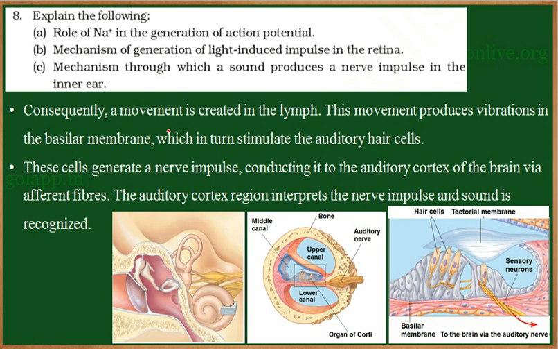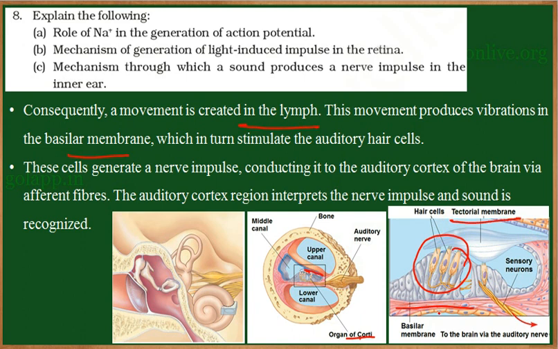So let us see how. As there is a movement in the lymph, that is the fluid present in the cochlea, there is a vibration in the basilar membrane. This cochlea has a middle canal on which the basilar membrane is present. This is the basilar membrane, and on this basilar membrane there is an organ of Corti. This organ of Corti consists of sensory cells called hair cells, and above this middle canal there is another canal called the upper canal, through which there is a membrane arising. This membrane is called the tectorial membrane.